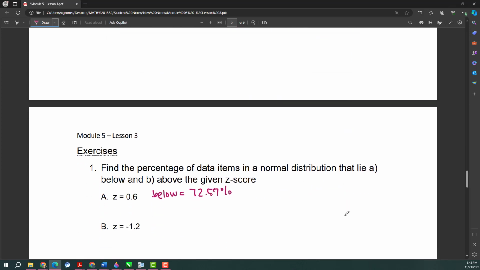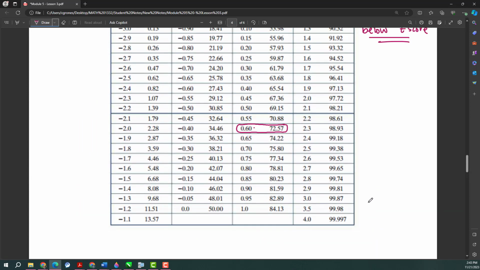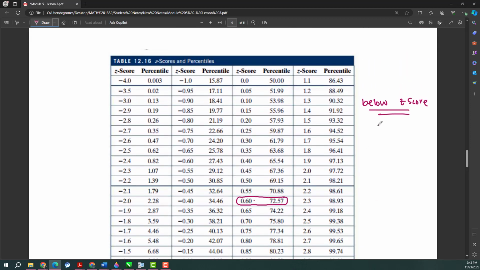To find what lies above our z-score, we have to subtract 100 minus that 72.57. And we should get 27.43%. Okay? So again, everything that is listed on the table is what lies below the z-score. So let me write everything on table lies below the z-score.